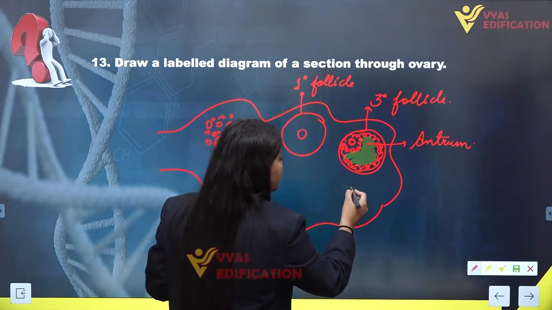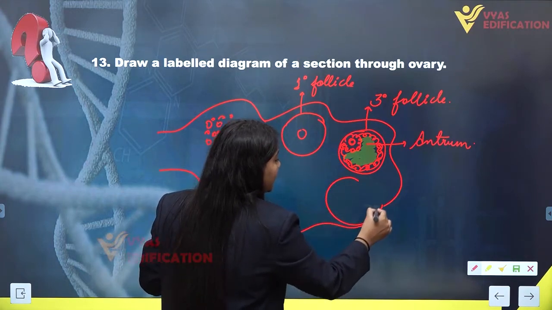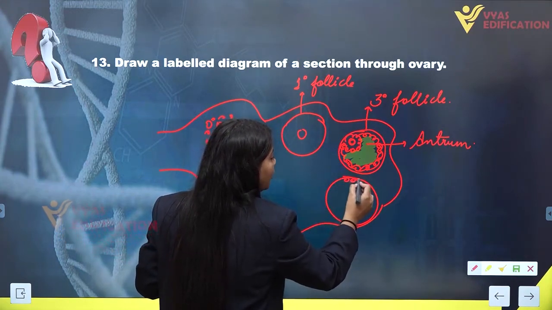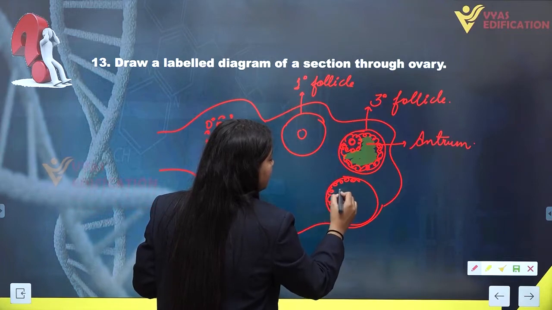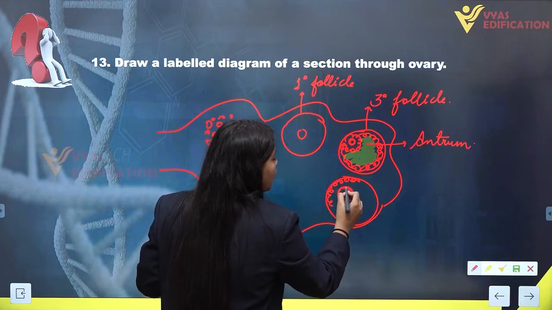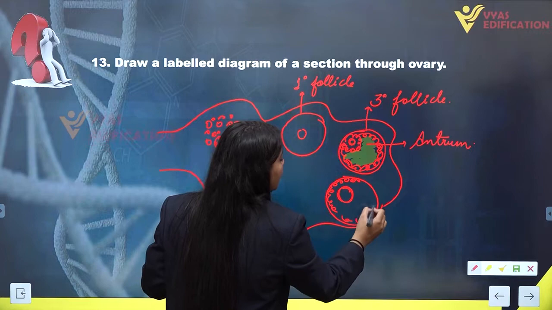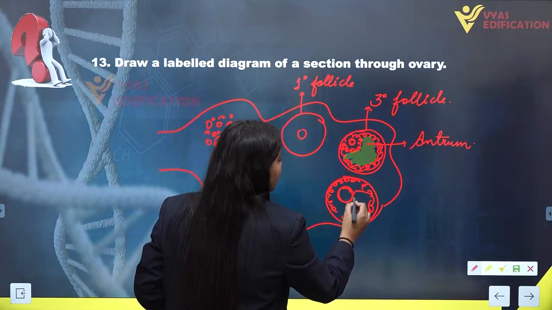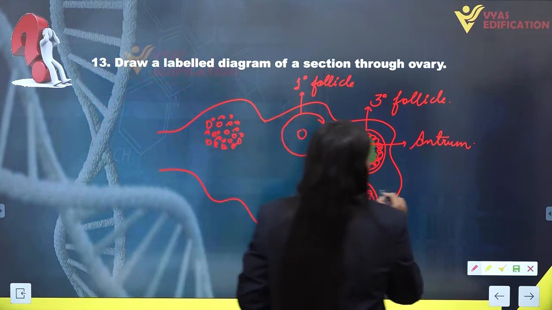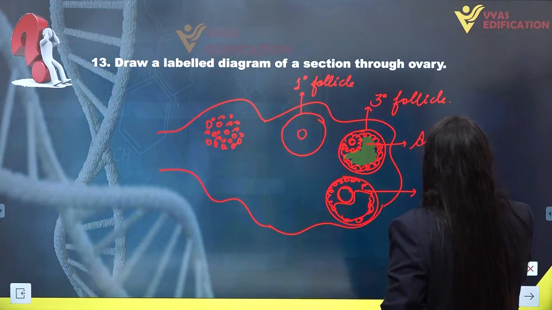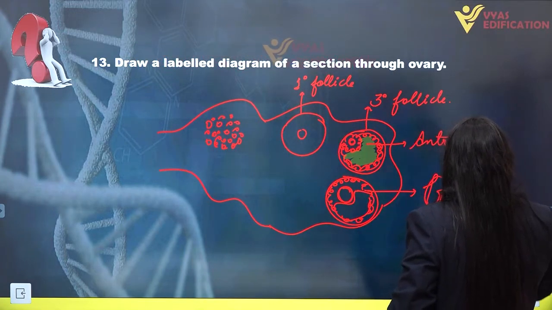Then we have a matured follicle, that is Graafian follicle. That is Graafian follicle containing our oocyte. This is your matured Graafian follicle. We will mark it as Graafian follicle.